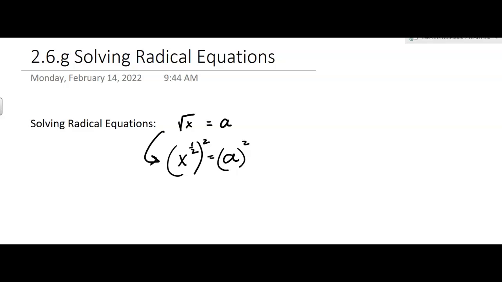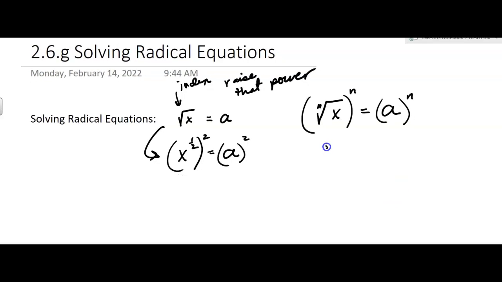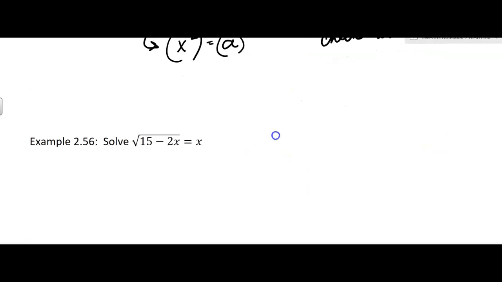So the rule kind of is, whatever your index is, you're going to raise to that power. If it's a square root, you're going to square both sides. If it's a cube root, you're going to cube both sides. So let's say you have the nth root of x equals a. Then you're going to raise both sides to the nth power. Okay? And that's the rule. The only thing is, we have to check these. Check answers. And this might be kind of a long video because I have 2 examples.